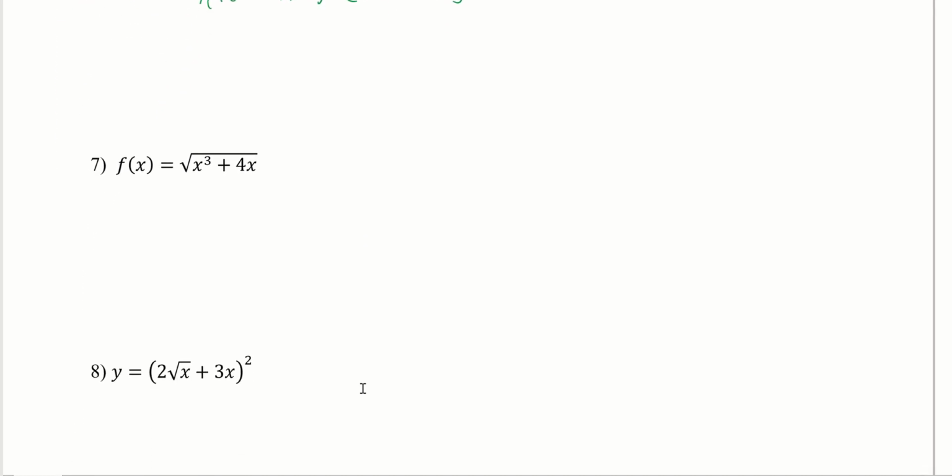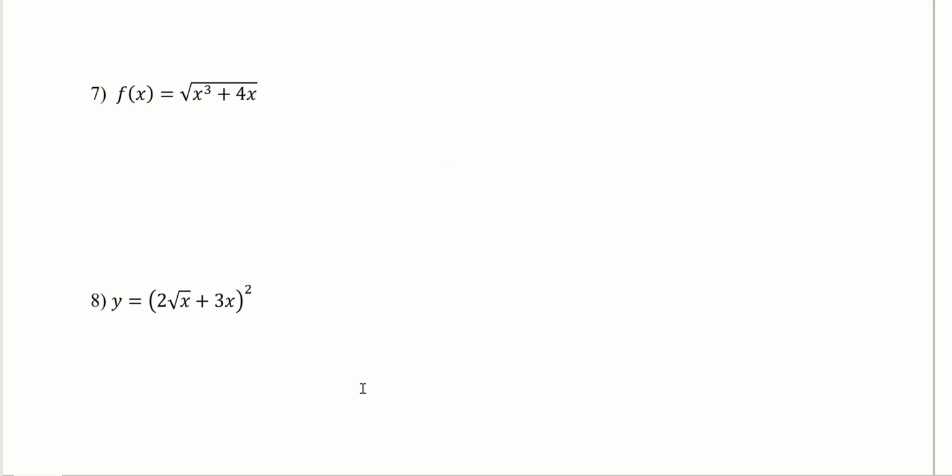Now number 7 here, remember our first step is we always want to change that square root. So we've got x cubed plus 4x now to the 1/2. So bring the power down, so 1/2, keep the inside the same, subtract 1 from the exponent, and take the derivative of the inside, 3x squared plus 4. Cool? Cool. All right, we're cruising.